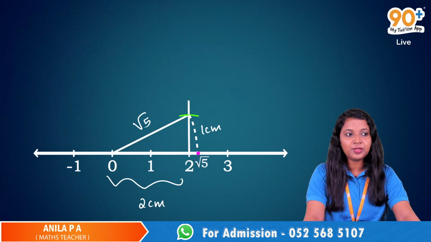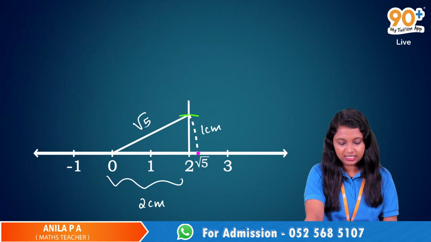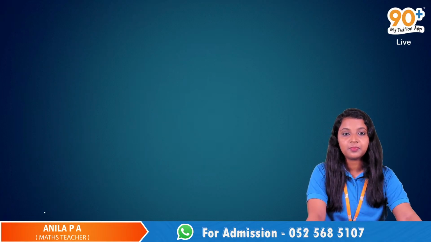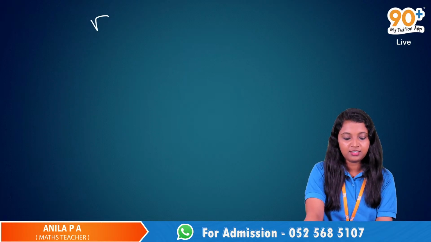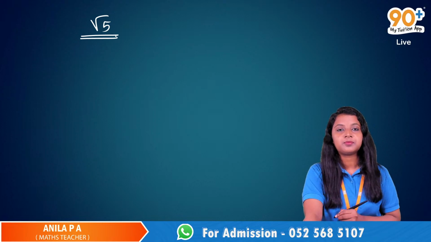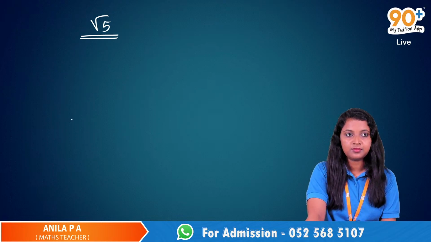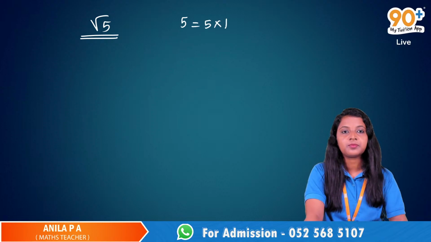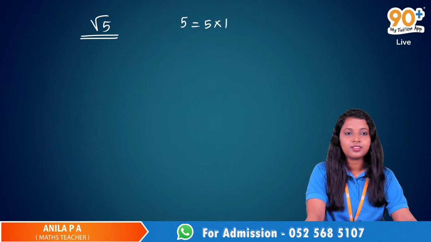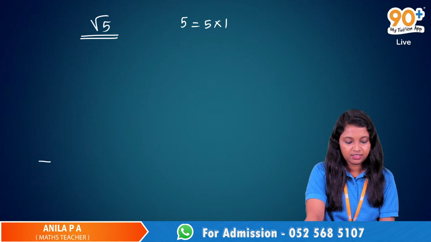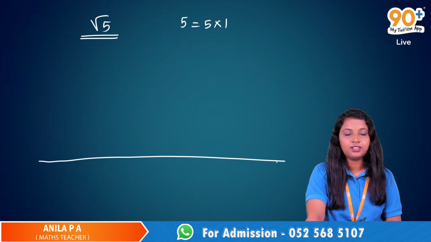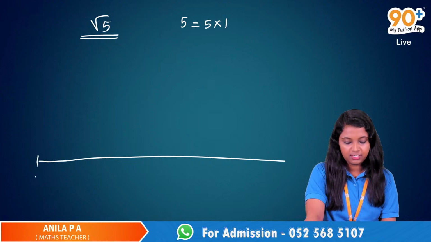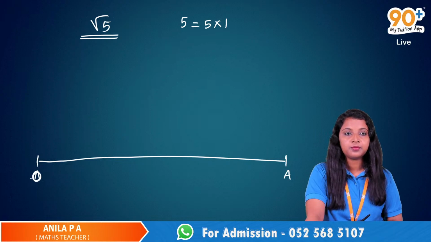Yes, Ayman. So what we do? Root 5, right? We take root 5 as 5 equals 5 into 1. Then we draw a line from A to O, which is 5 centimeter, and then we draw another line, O to B, which is 1 centimeter.